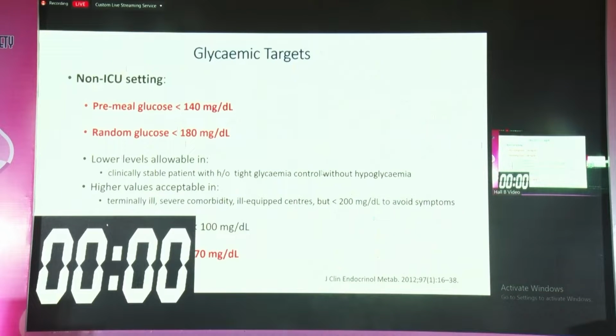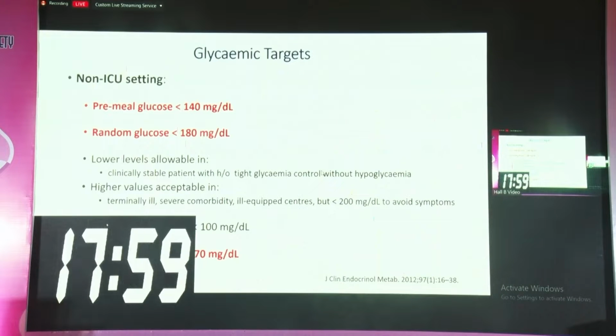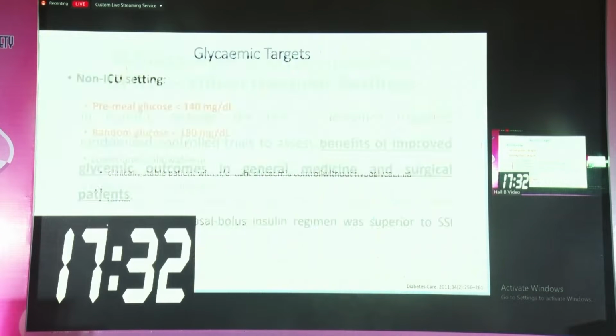Now, what are glycemic targets in non-ICU settings in hospital? The pre-meal blood glucose should be less than 140 mg per deciliter, and random blood sugar should be less than 180 mg per deciliter. However, individualization can be done. A lower target can be achieved without risking the patient undue hypoglycemia, and a higher target may be set in case of vulnerable populations when the likelihood of development of hypoglycemia is much higher. So modification of regimens should be done when the blood glucose is less than 70 mg per deciliter.